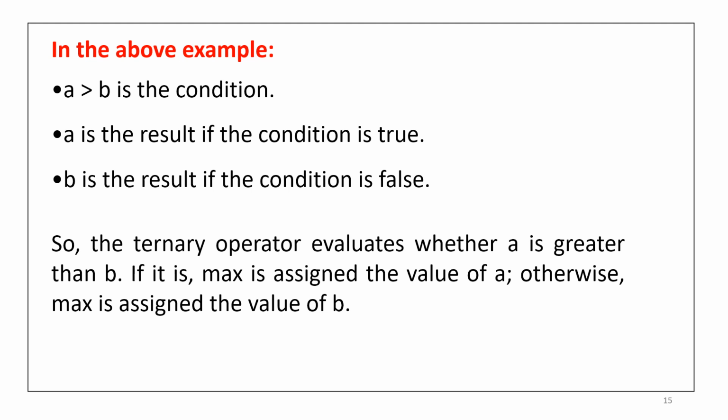A greater than B is the condition. A is the result if the condition is true. B is the result if the condition is false. So the ternary operator evaluates whether A is greater than B. If it is, max is assigned the value of A. Otherwise, max is assigned the value of B.